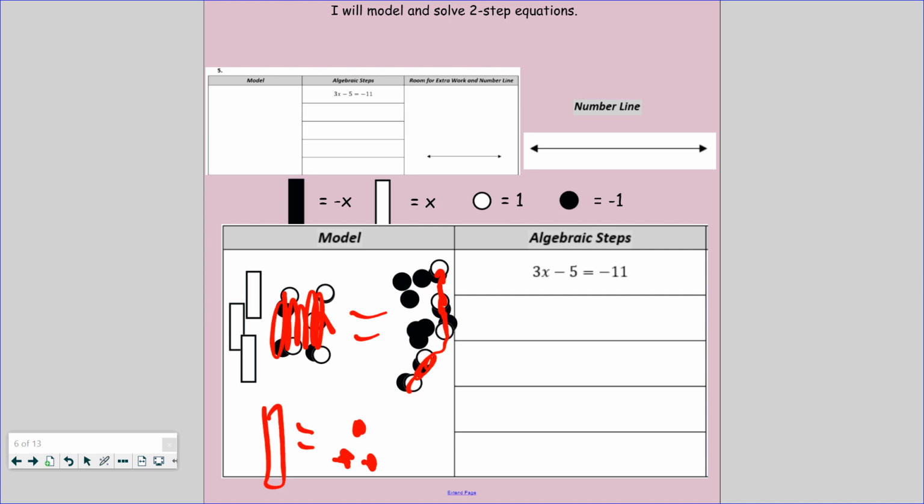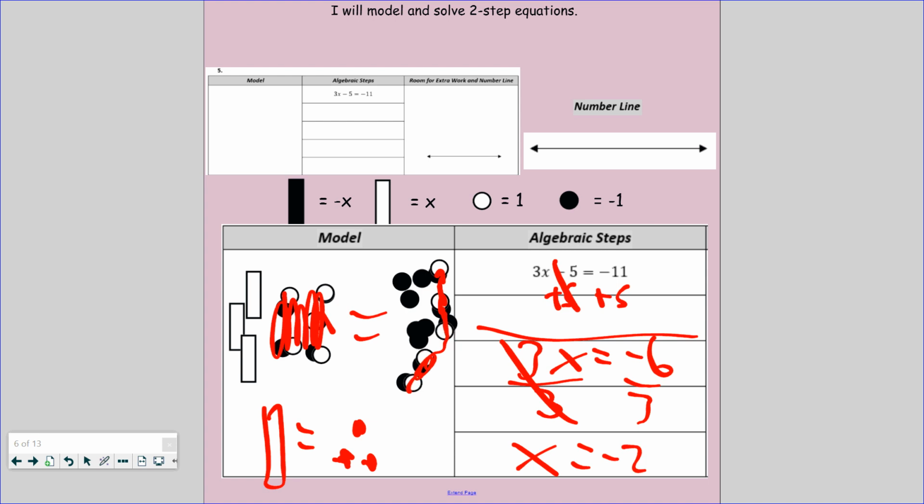Let's see if this is correct. Let's look at algebraic steps. I need to isolate x. What's the inverse operation of -5? Plus 5. I balance it on the other side. So I add 5 to both sides. This cancels out. So I simplify it. 3x equals -6. I have 6 negatives that need to be divided into 3 x's. That means divide by 3. Each x needs 2 negatives.